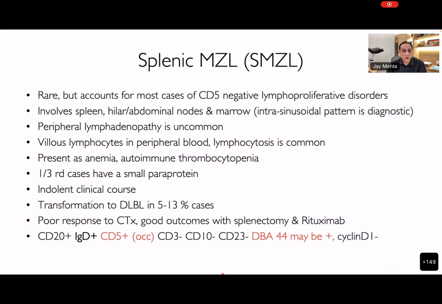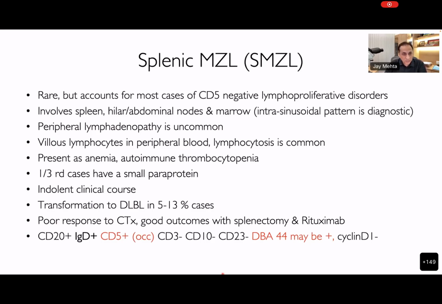So from marginal zone lymphoma, we come to its splenic counterpart called the splenic marginal zone lymphoma. Now this is a rare lymphoma, but accounts for most cases of CD5 negative lymphoproliferative disorders. Again, there's a caveat here. Occasionally, splenic marginal zone lymphomas can express CD5, but they'll never express CD23 or cyclin D1.